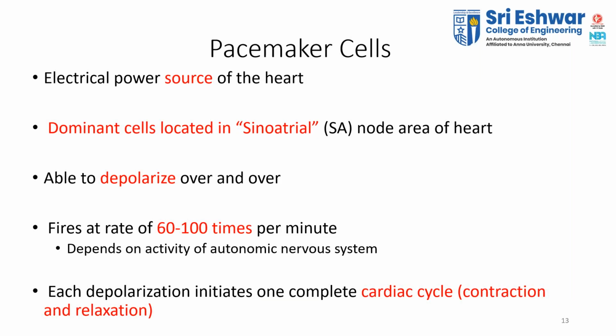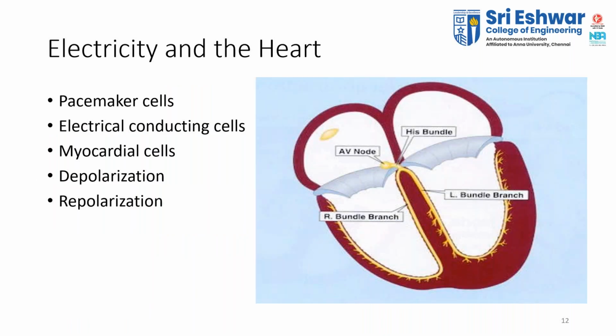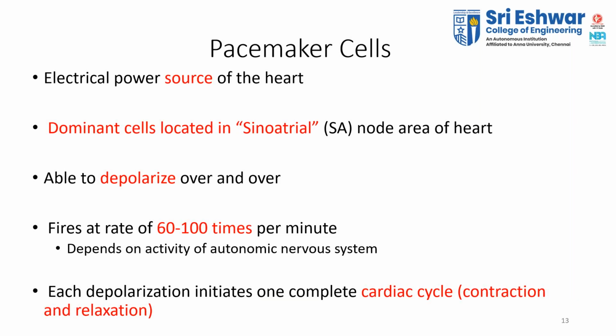And next we have pacemaker cells. I told you, right, there are five important parameters to be considered for electricity in the heart. Number one is pacemaker cell, electrical conducting cell, myocardial cell, depolarization and repolarization. Under that, the first one is pacemaker cell. A pacemaker cell is nothing but the power source of the heart. We are going to place a source which is used to trigger the heart muscle.